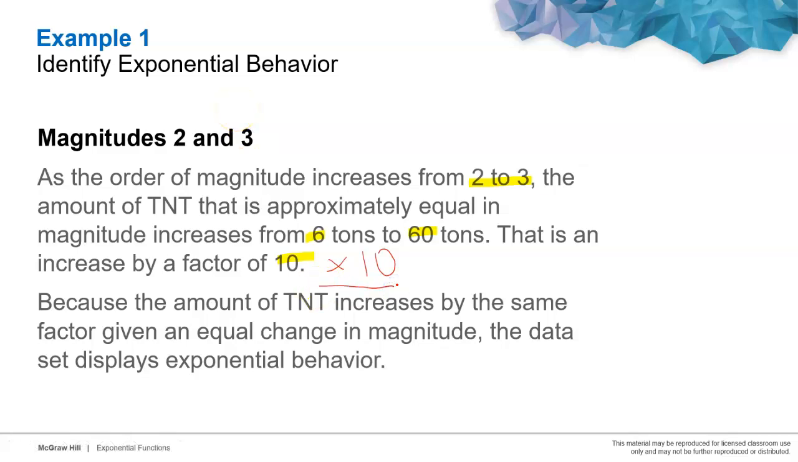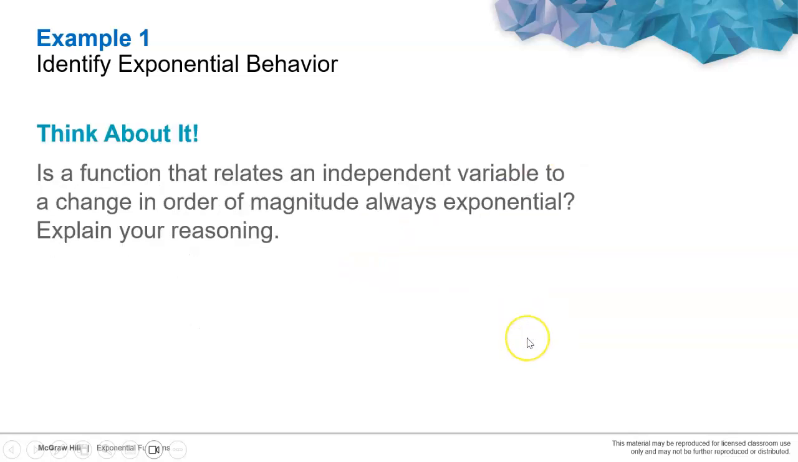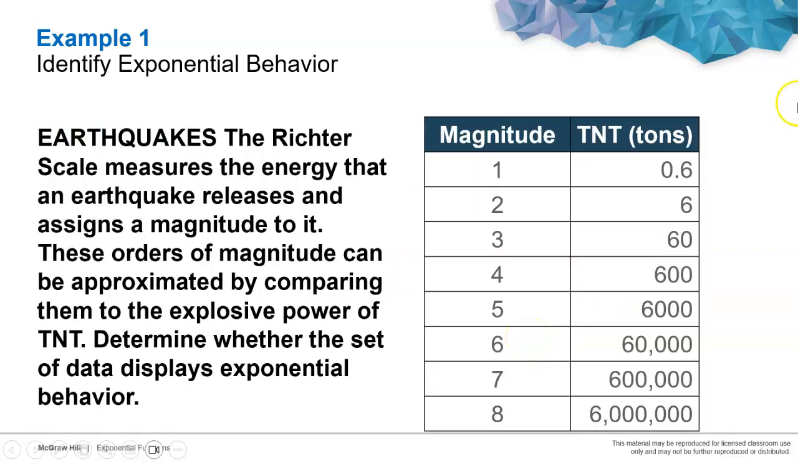Remember, factors imply multiplication. So let's go back up and look at that table. When I went from 0.6 to 6, that increased by a factor of 10, or I multiplied by 10. When I go from 6 to 60, I multiplied by 10. When I went from 60 to 600, I multiplied by 10. Notice every time we take a jump in the output, it happens because we've multiplied the previous output by 10. That would indicate an exponential function. That's how we know it is exponential.